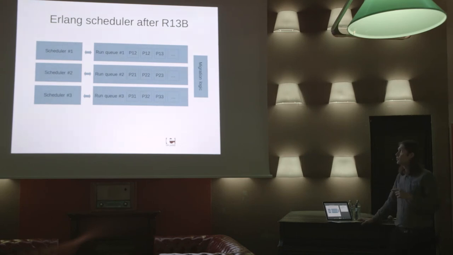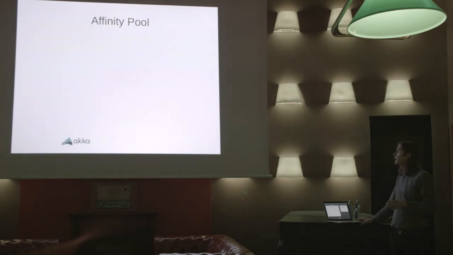Still, the problem with both of those solutions is that we would like to also use CPU caching as much as we can. I told you that locking takes up to 300 CPU cycles. Reaching to RAM takes up to 1,000 CPU cycles. So it's a much worse problem than even sporadic locking. And that's why in Akka, we have a new scheduler introduced in July this year with the affinity pool.